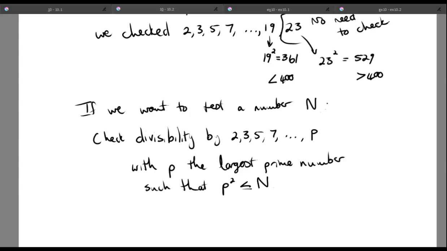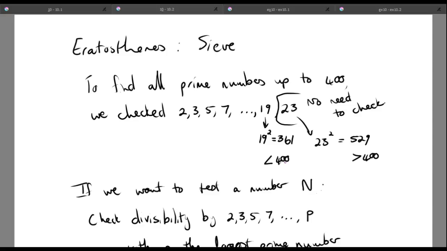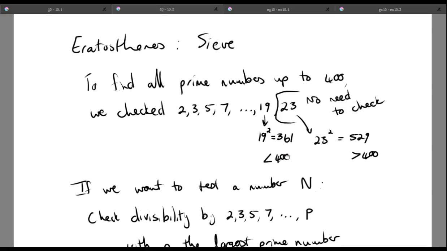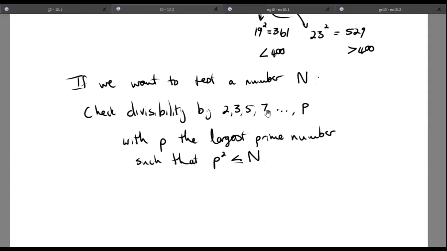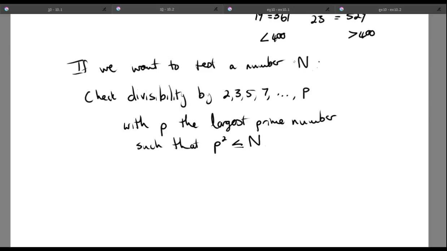So give it some thought. It's not as bad as it may seem once I look at something a little more practical. In the case of 400, I stopped because the prime number after 19, that number squared was too big. 19 was the largest, but it depends on the number. I go until the prime number in question, its square is too big. So let's look at some exercises.